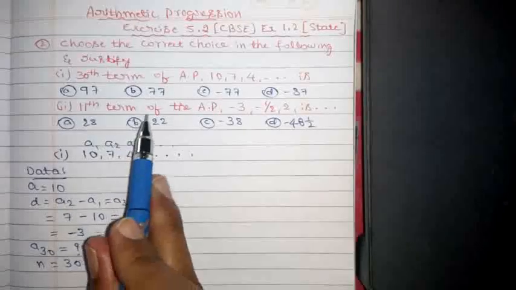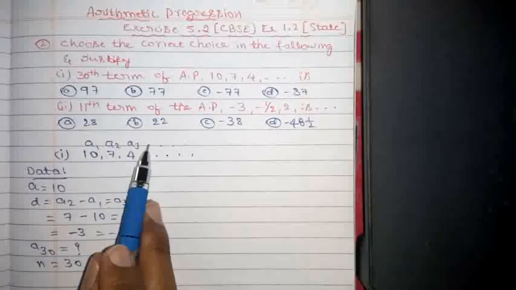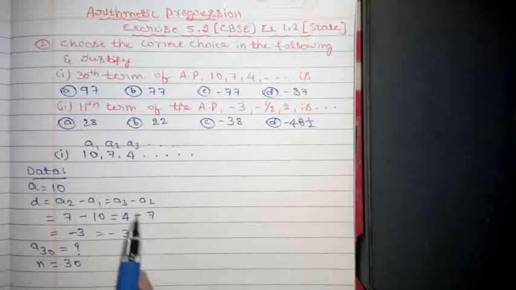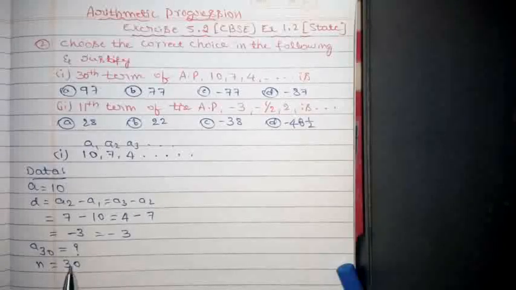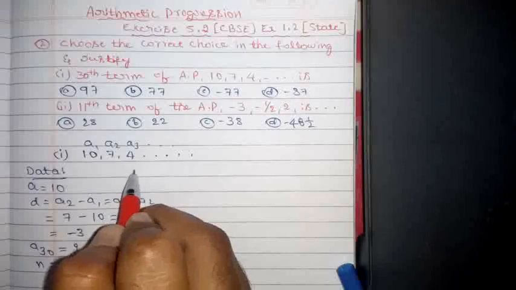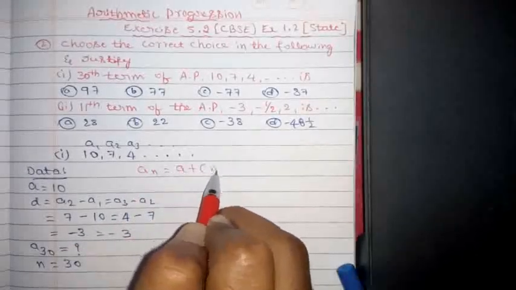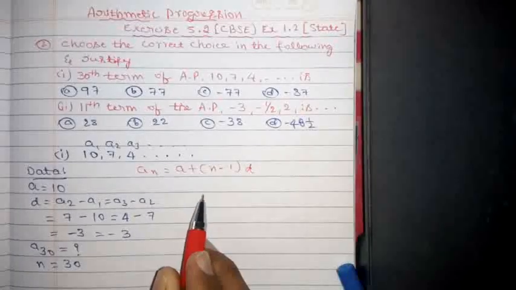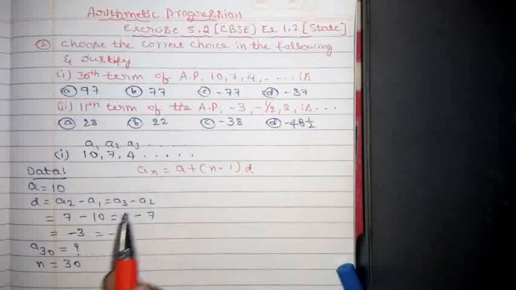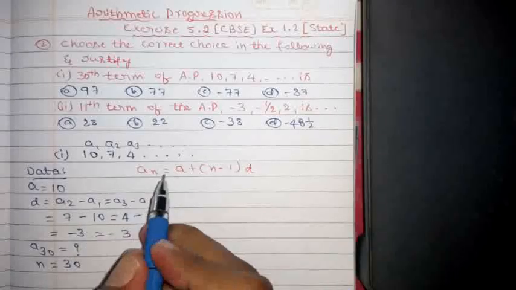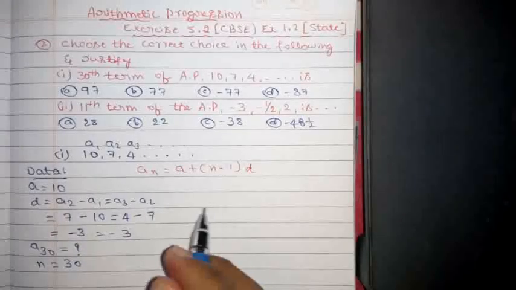So you need to write down the AP first, and afterwards you need to write down A1, A2, A3. Afterwards this much data you need to write. Now just apply the formula. So by formula, what is the formula? AN is equal to A plus N minus 1 into D. This is the formula. Now you are about to find the A30 term, right? You have all the values here. A is there, D is there, N is there, right?